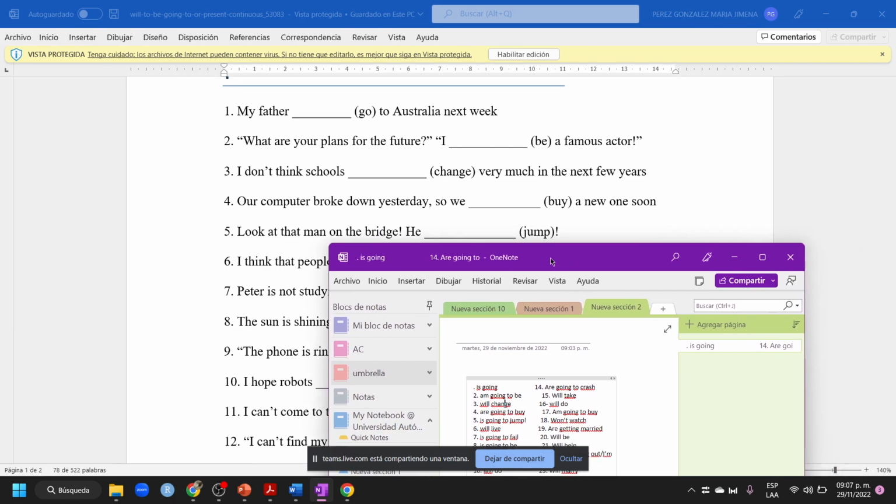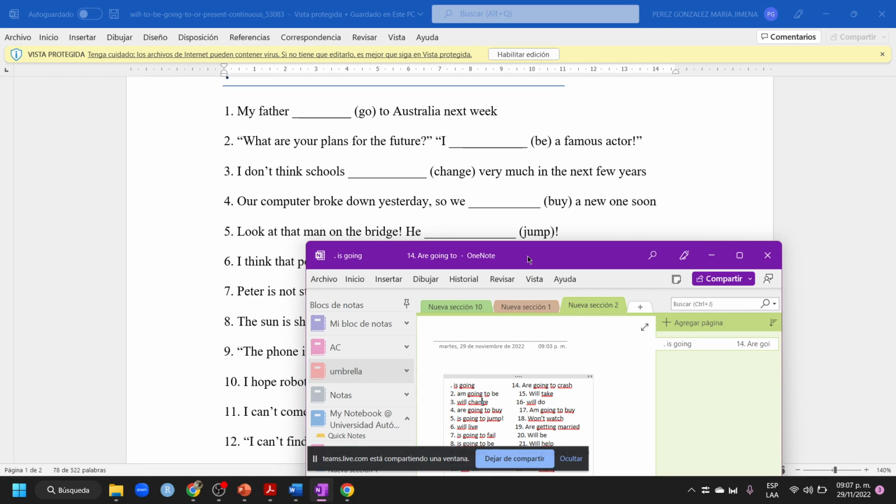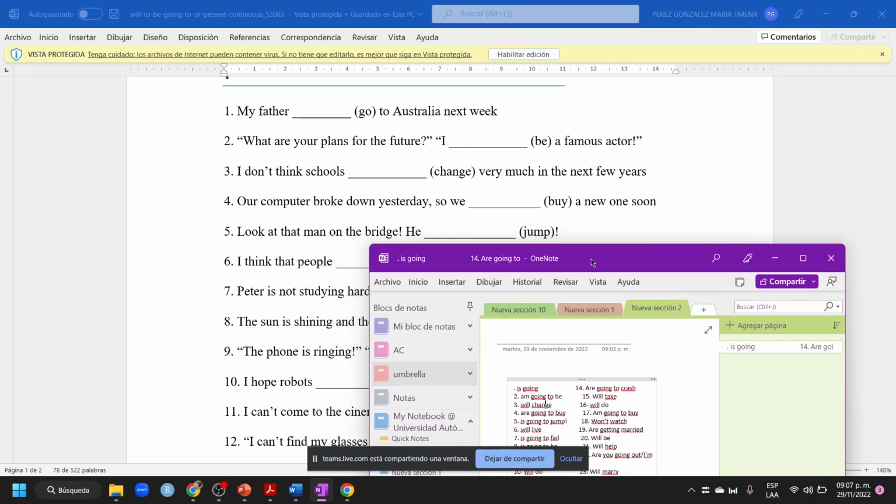Number 5. Look at the man on the bridge. He is jumping. He's jumping. Ok, podría ser, ¿no? Él está saltando. Pero más bien, yo creo que piensan que va a pasar, ¿no? Entonces imagínate que el hombre está en el filo del puente y le dice, he is going to jump. No, él va a saltar. No, mira a ese hombre en el puente, él va a saltar. ¿No? Okay.